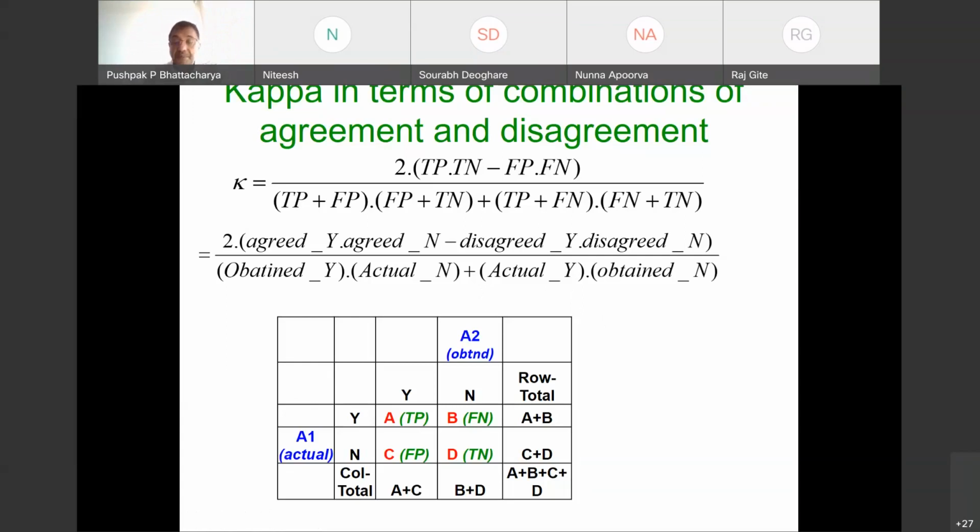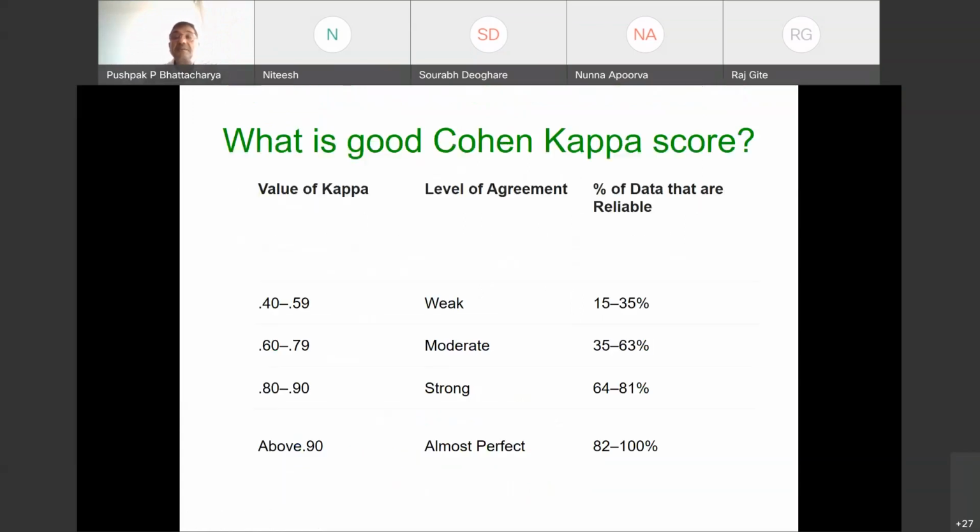So now we proceed, and we would like to remember that a good Cohen Kappa score is from 0.8 upwards. 0.4 to about 0.6 is weak, 0.6 to 0.8 is moderate, 0.8 to 0.9 is strong, and above 0.9 is almost perfect. And this also relates to the percentage of data that we can rely on.